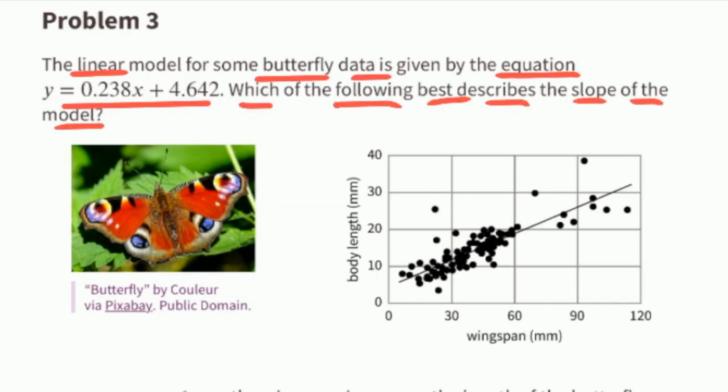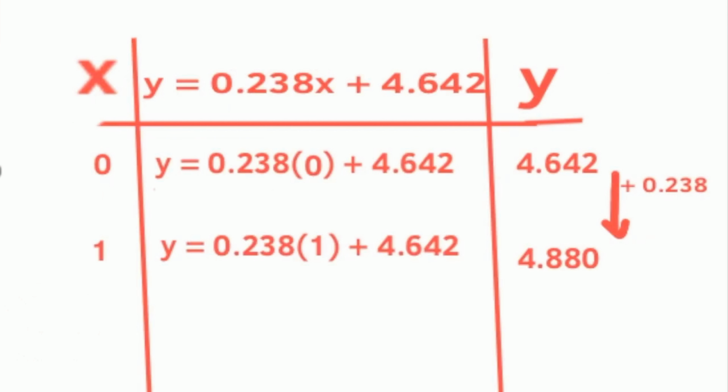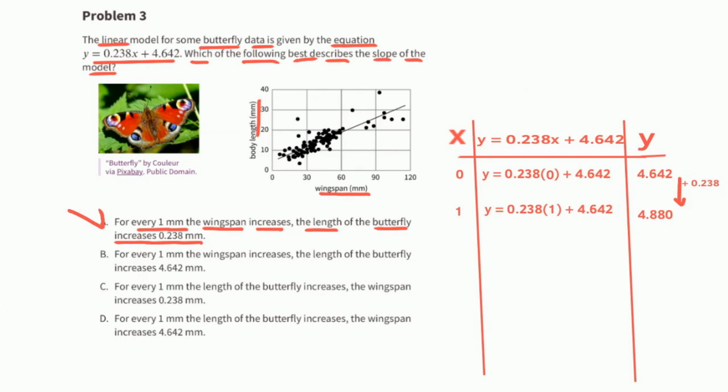Problem number 3. The linear model for some butterfly data is given by this equation. Which of the following best describes the slope of the model? Description A. For every 1 millimeter the wingspan increases, the length of the butterfly increases 0.238 millimeters. When the wingspan is 0, the length of the butterfly is 4.642 millimeters. But when the wingspan increases 1 millimeter, the length of the butterfly becomes 4.880 millimeters, which is a difference of 0.238 millimeters. So description A describes the slope of the model perfectly.